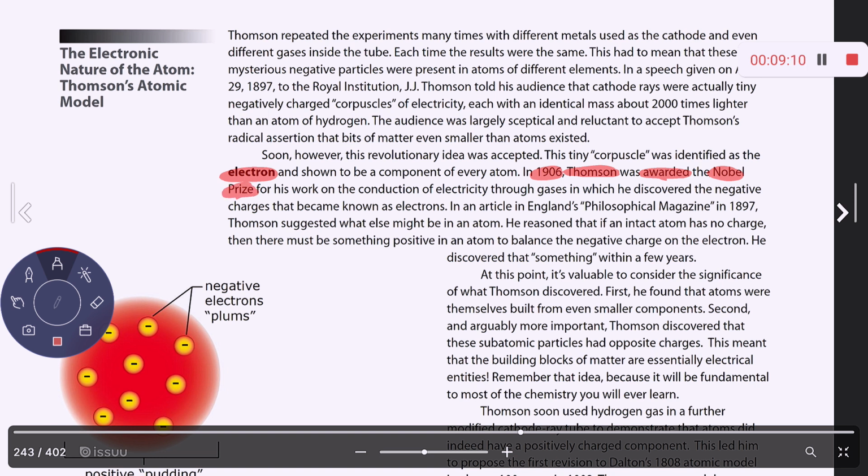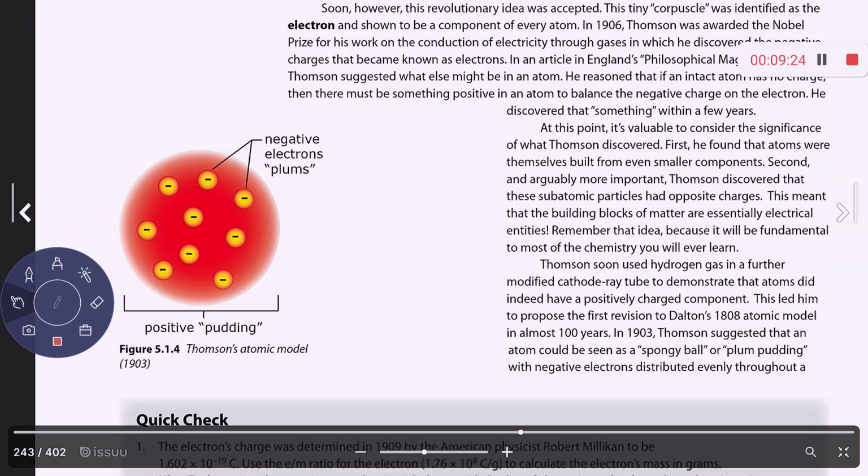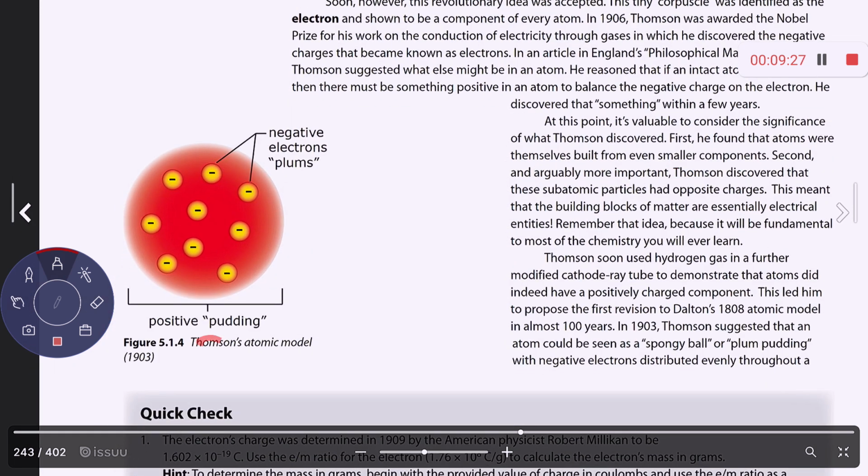Okay, now his version, J.J. Thomson's version of the atom, is also known as the plum pudding model. Dalton's version of the atom has to do with his postulates from the previous page, but J.J. Thomson's model of the atom is here. And this is also known as the plum pudding model. You will sometimes hear this referred to as the spongy ball model.